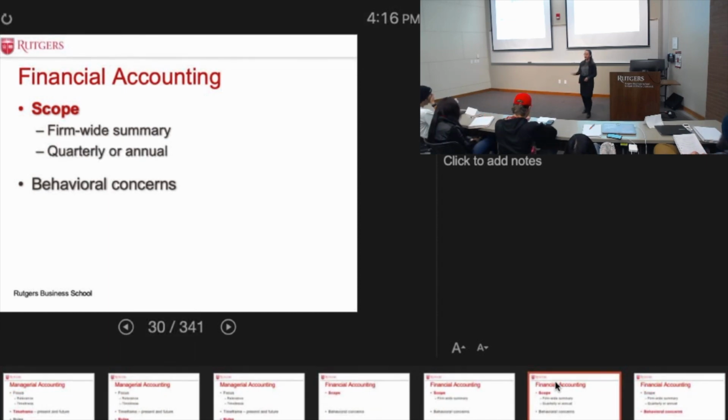And the financial reports usually are released quarterly or annually. So that's not very frequent, right? So it's released at least quarterly.